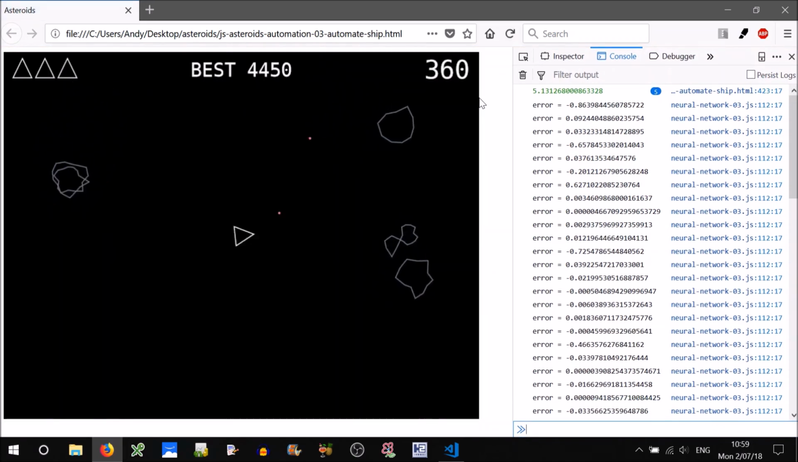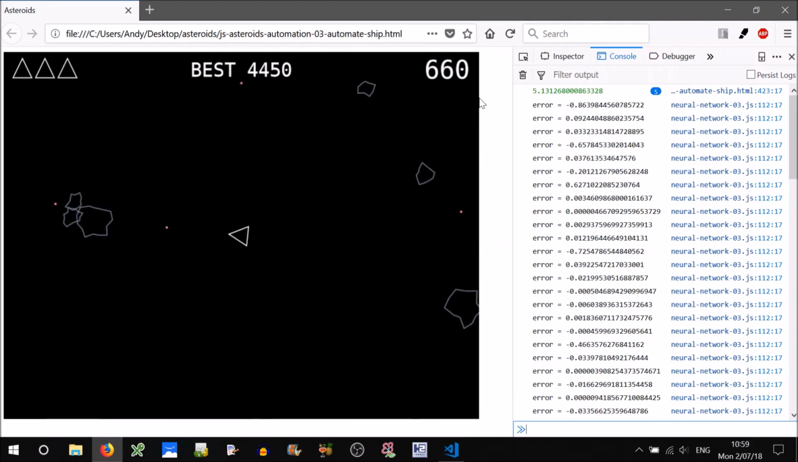Okay, is it turning towards the closest one? Certainly it's not shooting the furthest away ones anyway. So it's doing fairly well. It's not perfect. I'm thinking we could probably make this a little bit better. I think we'll do one more update to our little function here.